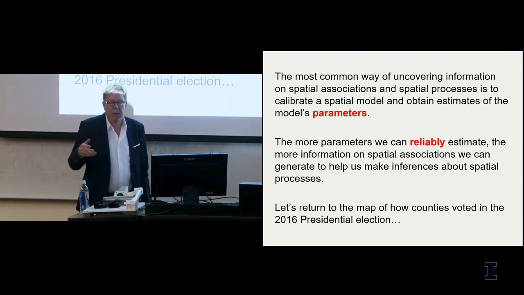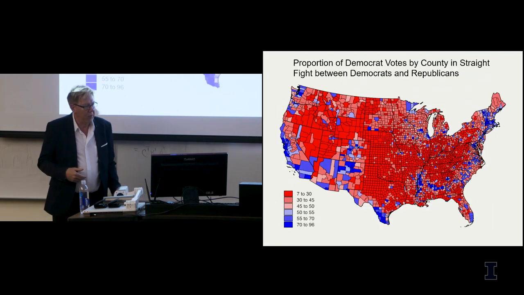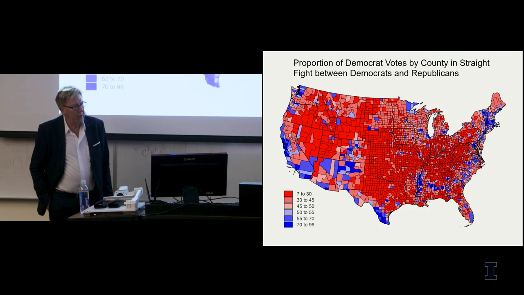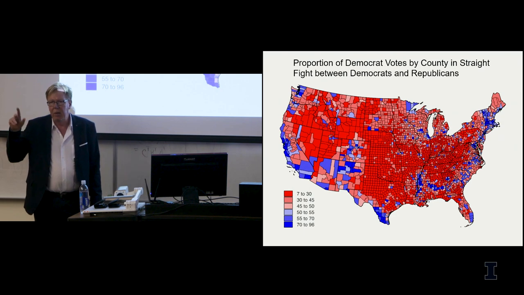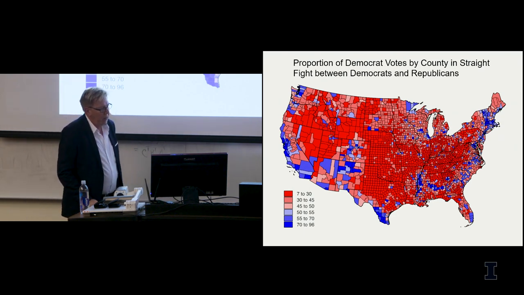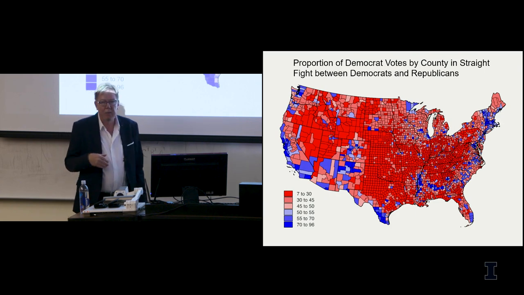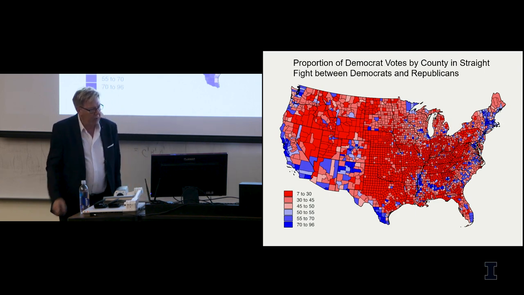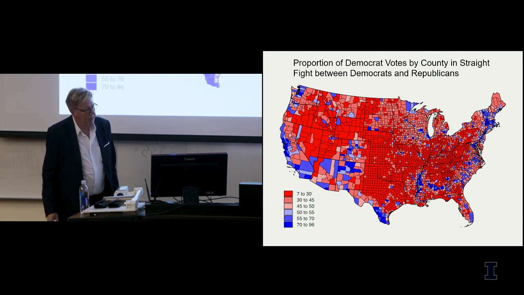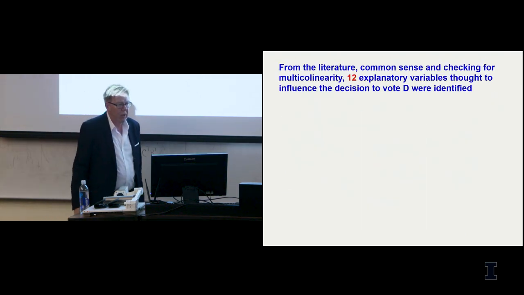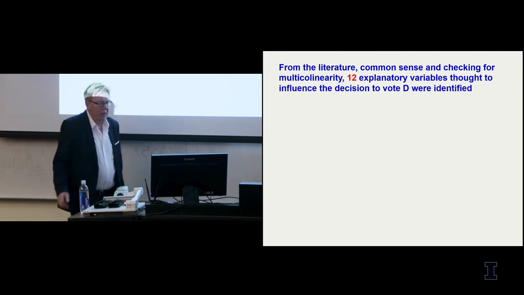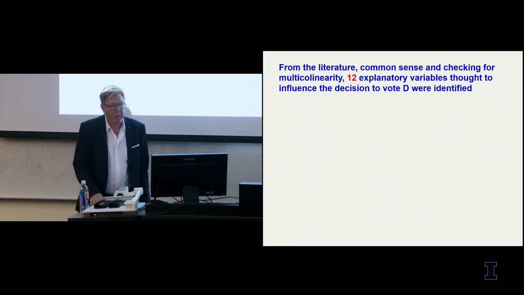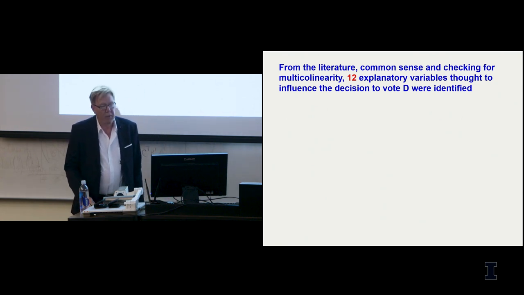Now, let's return to the map of how the counties voted in the 2016 presidential election. This is the proportion of Democratic votes by county in a straight fight between Democrats and Republicans. So I've taken the third-party votes out. Okay? And as I say, the red areas are where the majority of people voted Republican. The blue counties are where the majority voted for the Democratic Party. What's caused that? What are some of the factors that might associate with influencing people's voting behavior? Well, from the literature, using common sense and checking for various statistical artifacts, we've come up with 12 explanatory variables which are thought to influence the decision to vote for the Democratic Party.